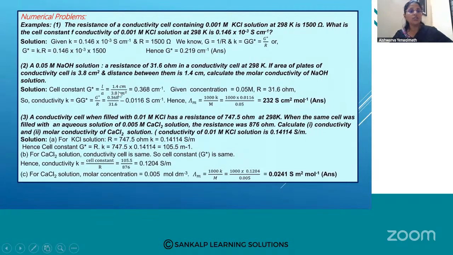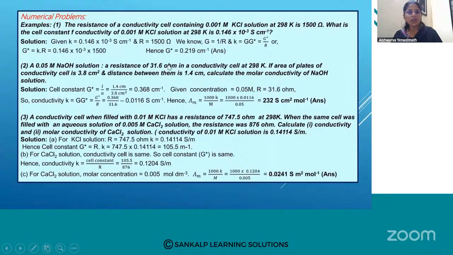So cell constant G star is equal to what? G star equals L by A. How much is my L? Distance between them, 1.4 centimeter, divided by A, the area of cross section of the conductivity cell, 3.8. Correct? Given concentration is what? How much concentration is given? 0.05 molar. Fine. Okay.